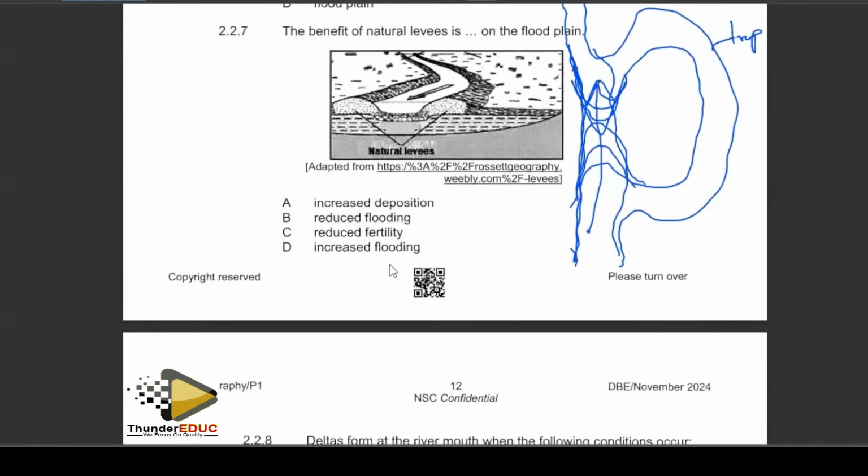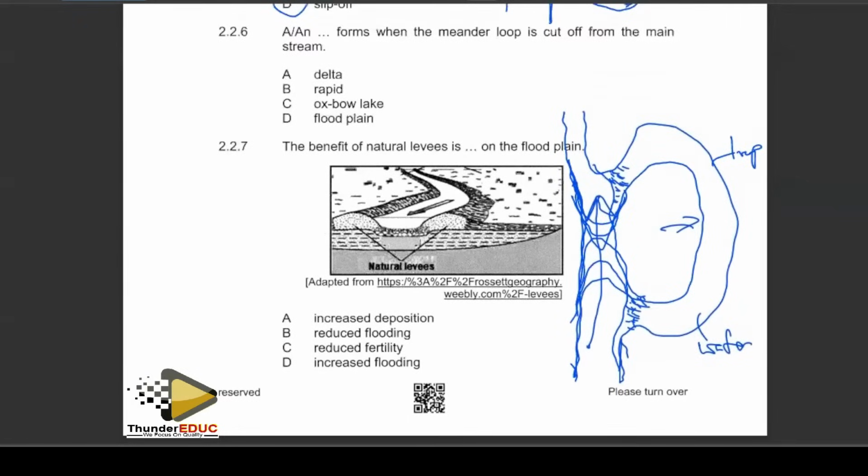So this part here is going to be cut off. There will be deposition here, and there will be deposition there. And it will remain with its own supply of water, but no more feeding in of water from the channel. This is what we are referring to. What is the feature which is forming here? We don't need to waste time. That is an oxbow lake. So the correct response is C for that one.